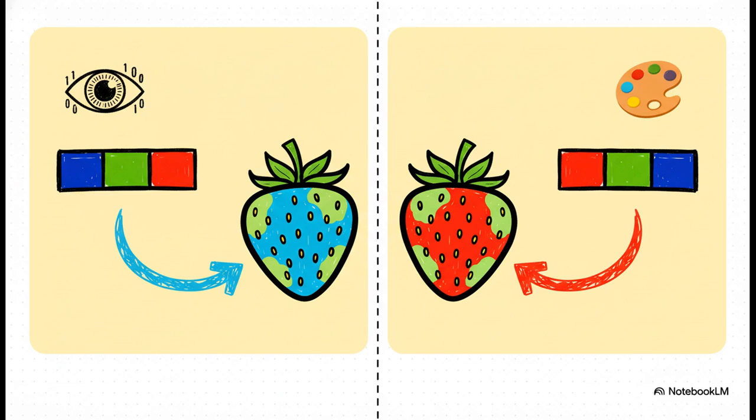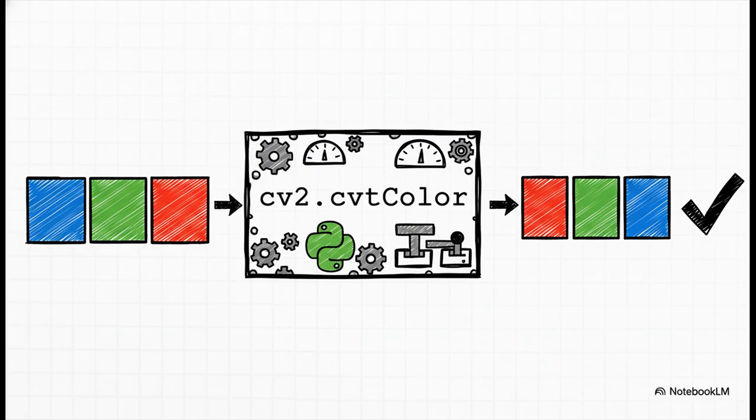It's a mess. Luckily, OpenCV gives us a super elegant one-line solution. This function, cv2.cvtColor, is basically our universal translator. We just tell it, hey, take our image and convert the color from BGR to RGB. And boom, just like that, problem solved.